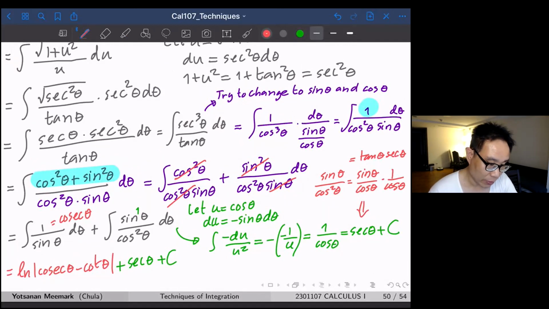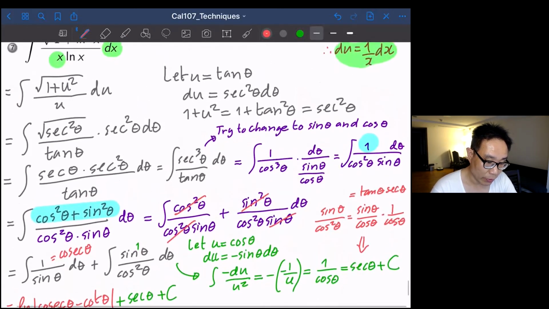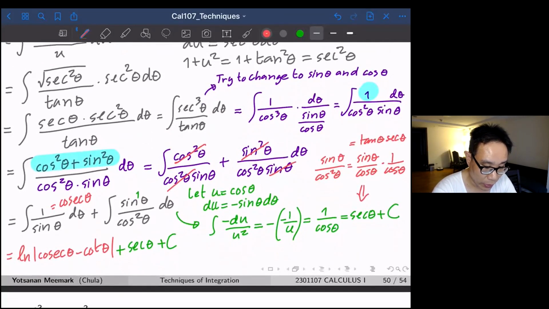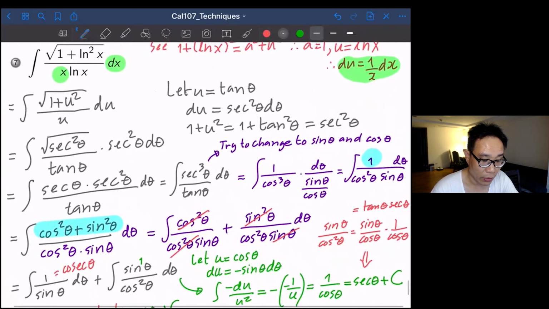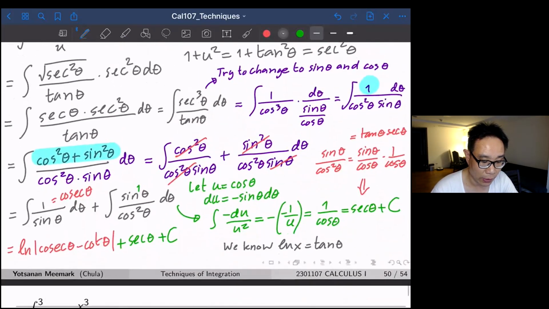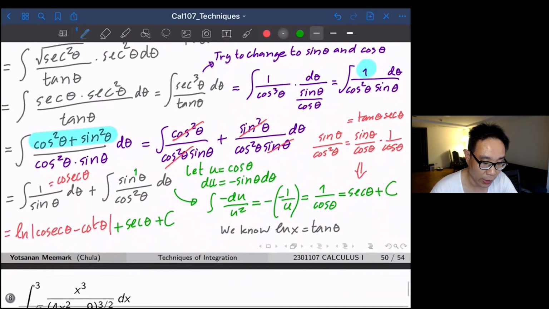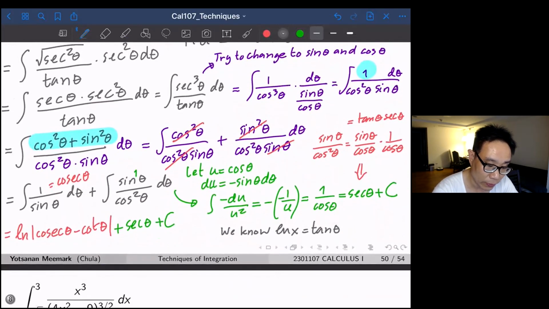For the final answer, you need everything in terms of x. So we know log x equal to tan theta up there. So u equal to log x, so it's going to be log x equal to tan theta. You draw a triangle.